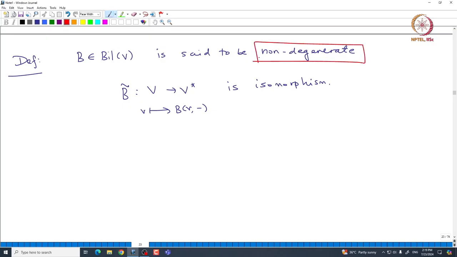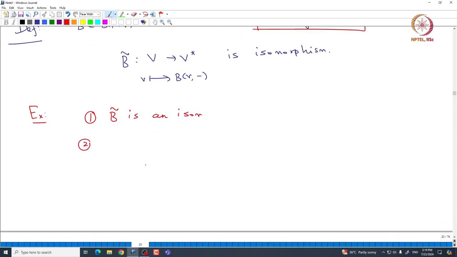So, there are many characterizations for non-degeneracy. This is one of the characterizations. For example, what one can actually prove? This B tilde being an isomorphism is the same as saying that there is no element that is killed by applying this B(v, ·). So, B(v, w) is 0 for all w in V implies that v is 0. It is indeed if and only if. So, these statements are equivalent.